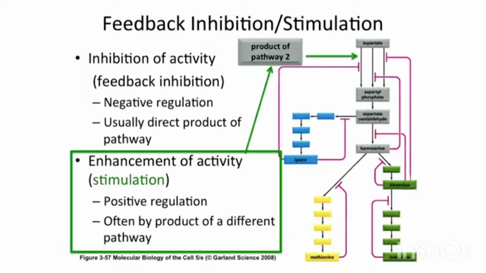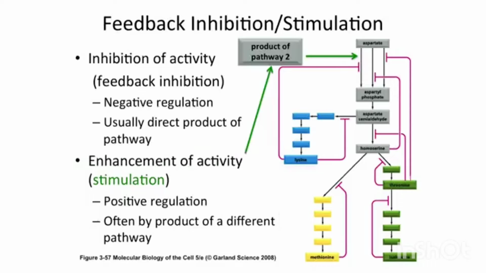You can also have stimulation. So if you have another pathway, you can have a product of that pathway, and the green arrows indicate stimulation. Let's say that pathway needs something that's down the line in this pathway. Let's say that it needs homoserine. And so the product of pathway 2, because it needs homoserine, will enhance the conversion of aspartate to aspartyl phosphate and hence increase the amount of homoserine that's present.